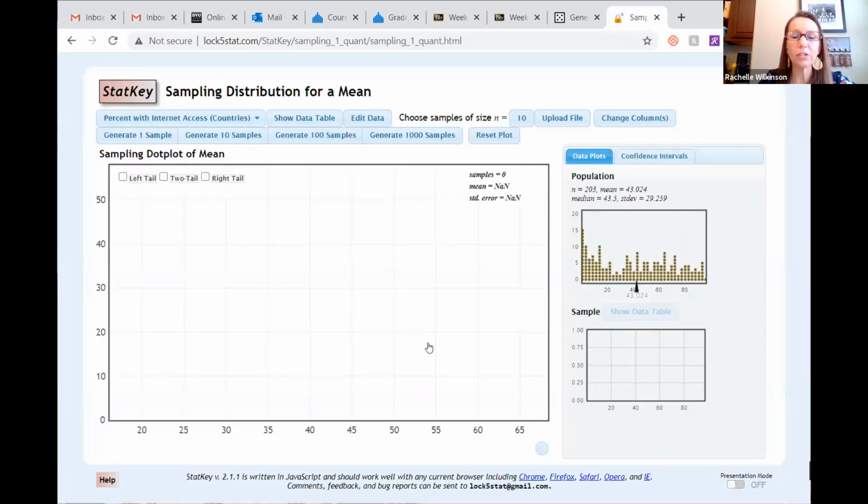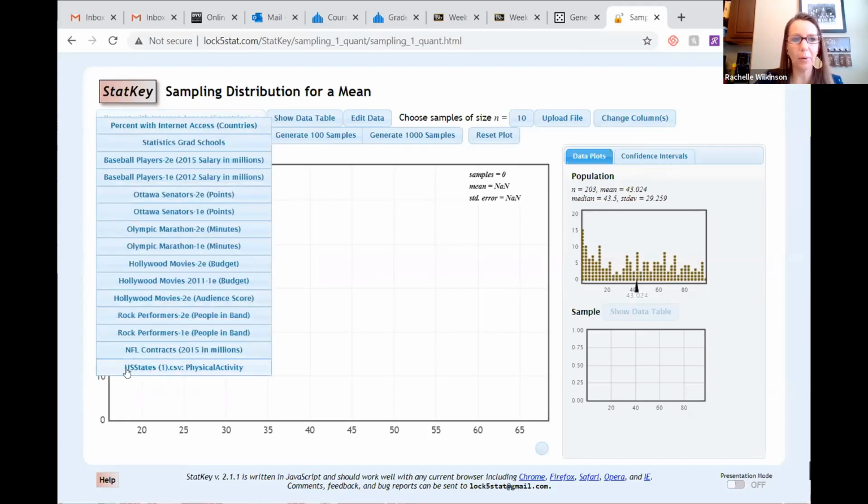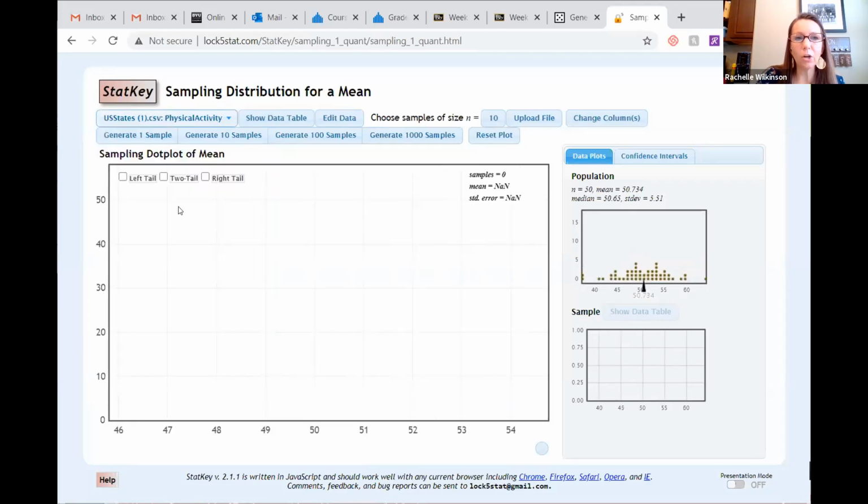All right, and the first thing I need to do is tell it what population to take the samples from. And we've been using that US states data. So if you already put it in to look at before, then when you click on the drop-down box, you'll notice down at the bottom, it'll say US states CSV. So it kind of keeps the last thing that you've uploaded in that session in its memory, which is handy. So you can click on it that way. If you don't have it in that menu, then you would have to go to the upload file and put in the US states data and choose the physical activity variable, just like we did before.